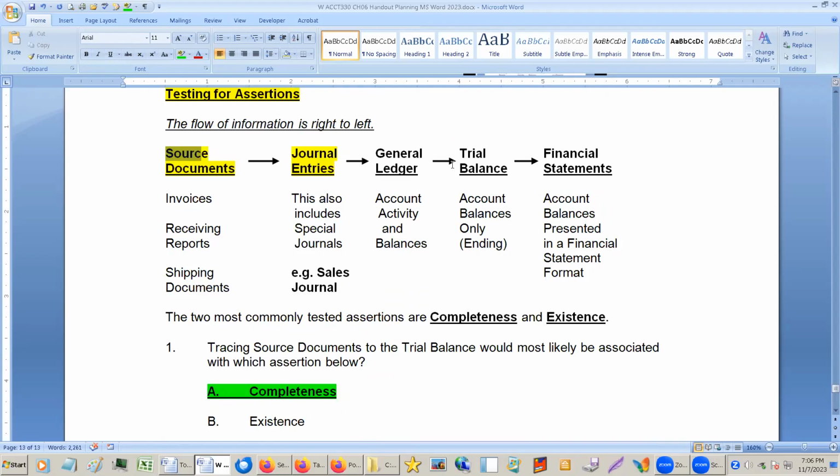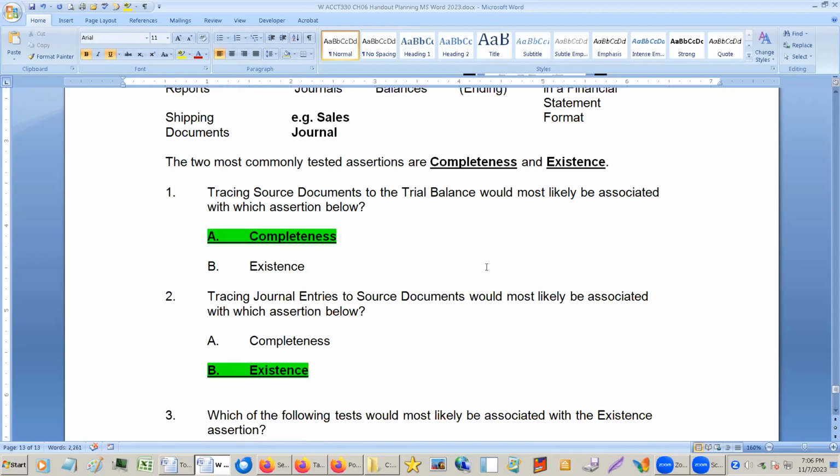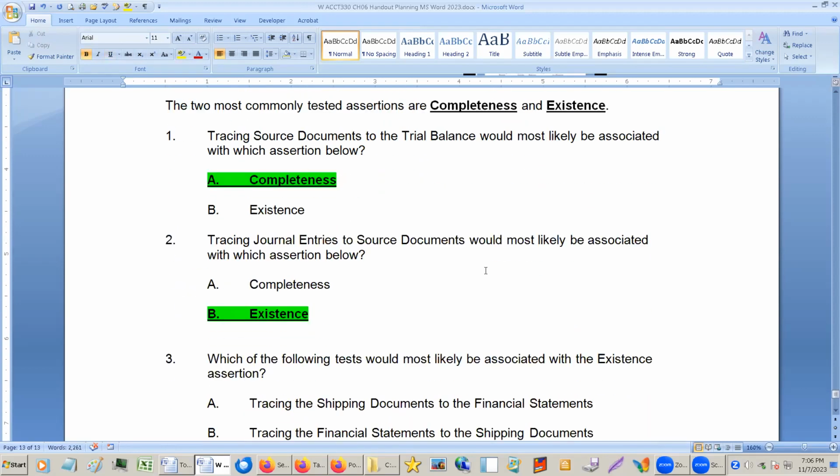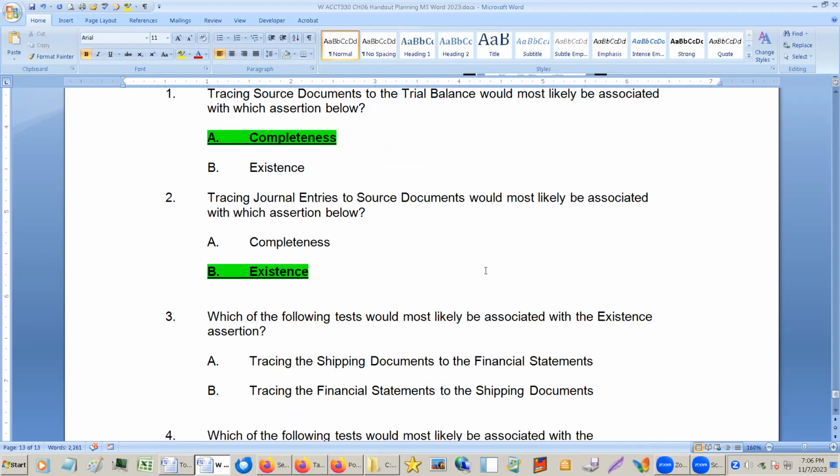Okay, tracing the shipping documents to the financial statements. So here's the source documents. We're going to trace them all the way to the financial statements. We're going to go forward. So we're going from source. Let's make sure I got that right.